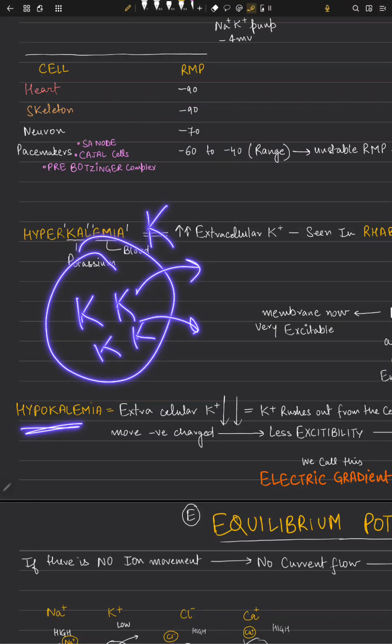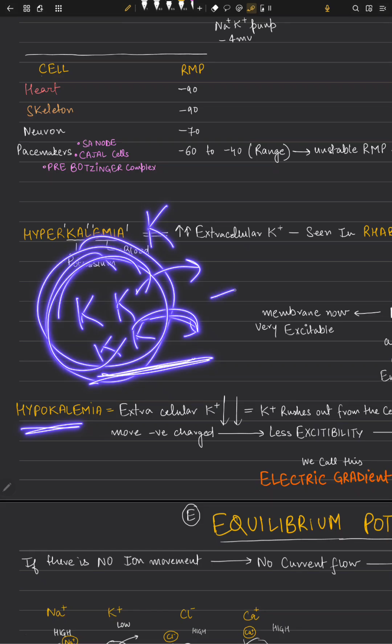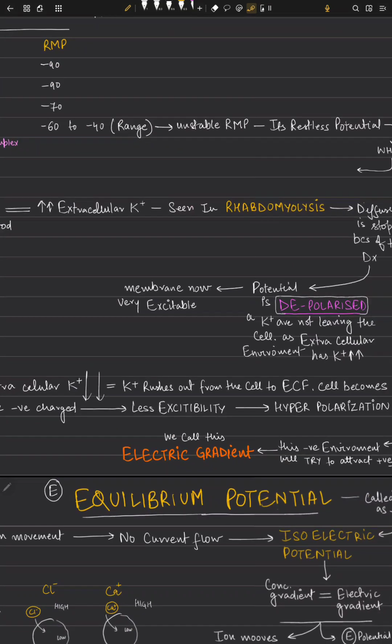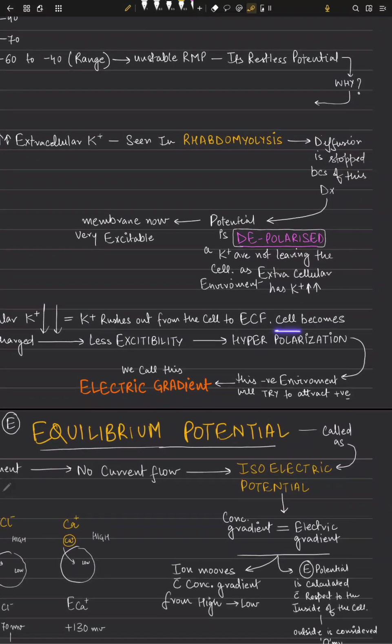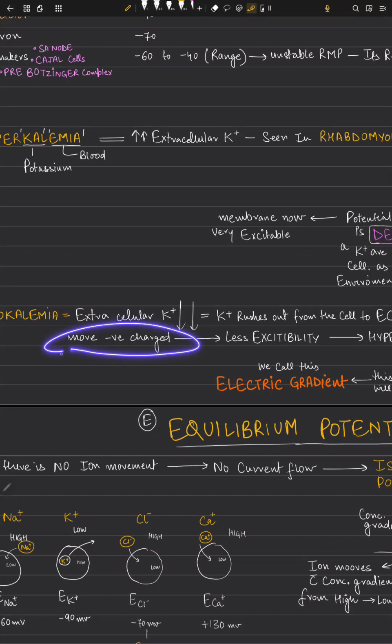They will jump outside to achieve equilibrium. Once they jump, the cell becomes highly negative. So extracellular is very less. K rushes outside the cell to extracellular. The cell becomes more negatively charged.